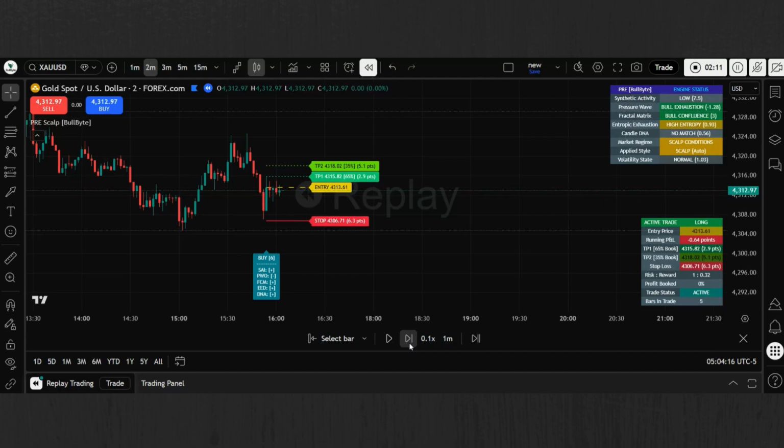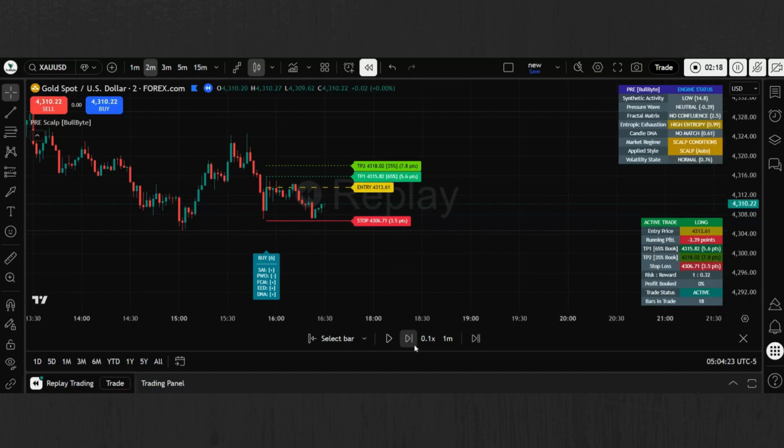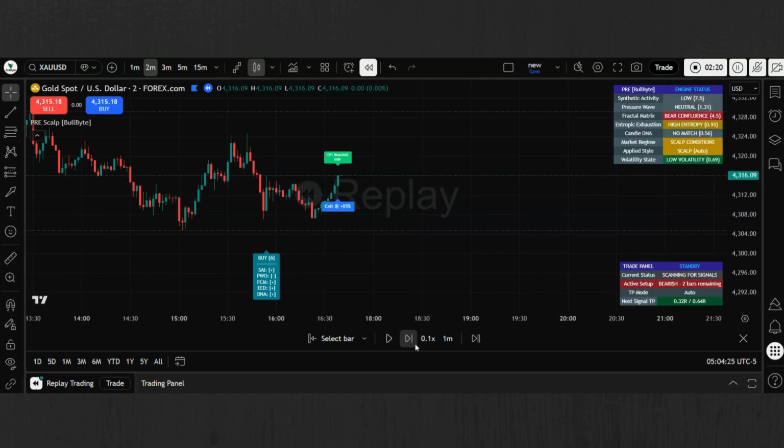Now watch what happens. We enter quickly, price moves in our favor, TP1 gets hit, and we are out with profit. Clean and simple. That is scalping. Get in, take your profit. Get out. Do not overstay your welcome.